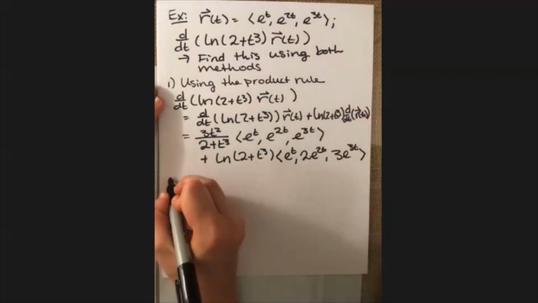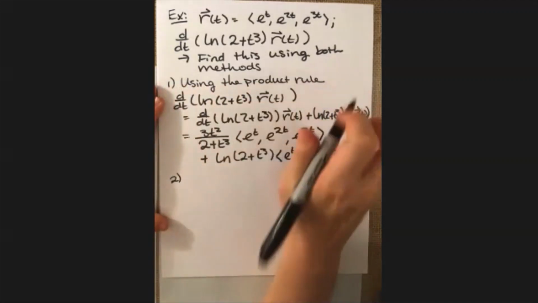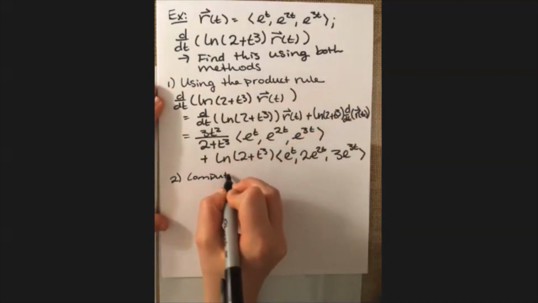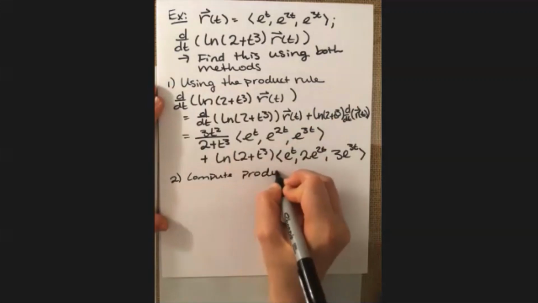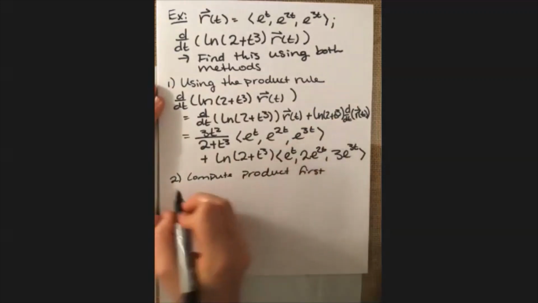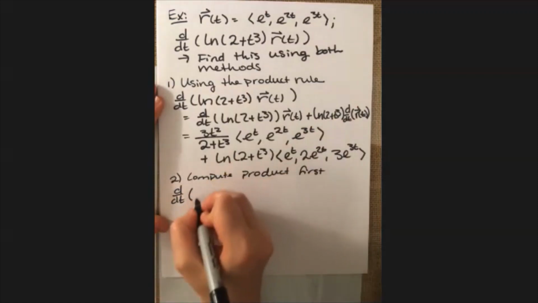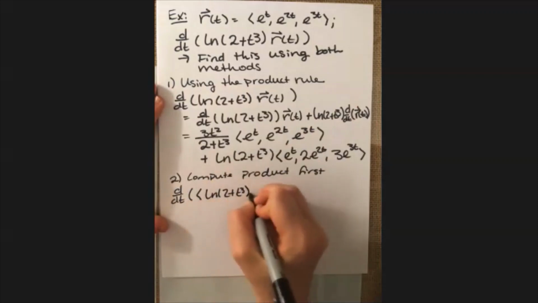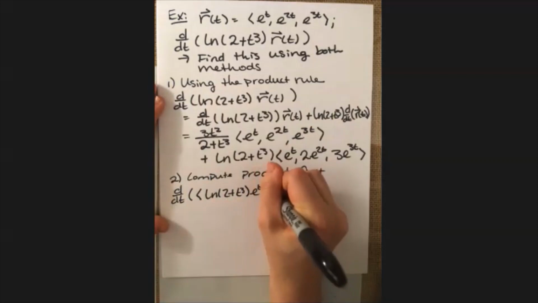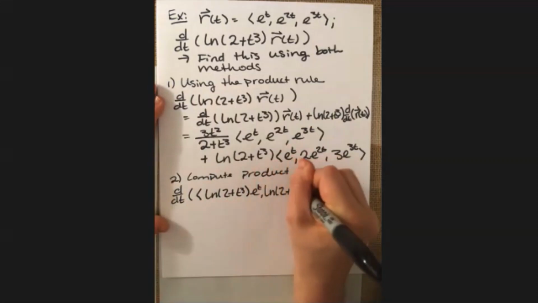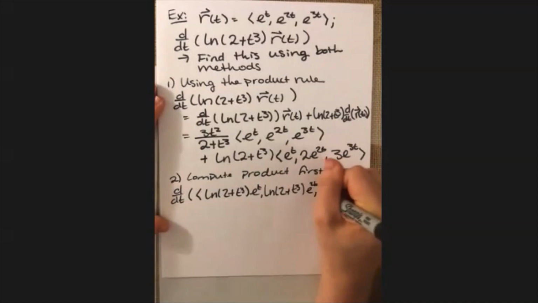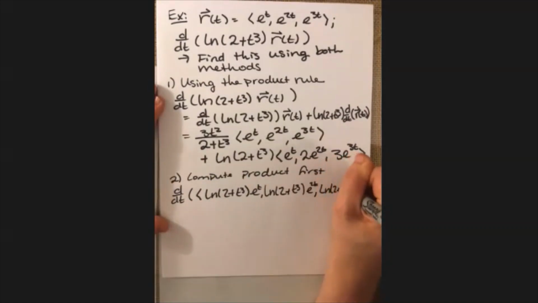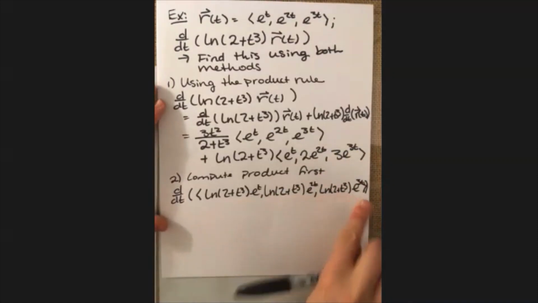The other method that we can take would be to compute the product first. So we'll have d dt of, you wind up with the natural log of 2 plus t cubed times e to the t, and then natural log of 2 plus t cubed times e to the 2t, and then natural log of 2 plus t cubed times e to the 3t. So we'll just take the derivative of each of these pieces individually.